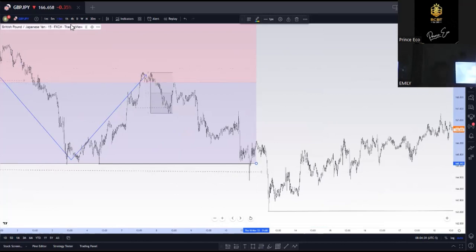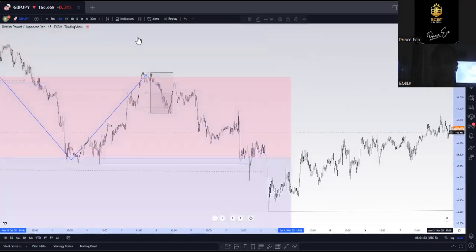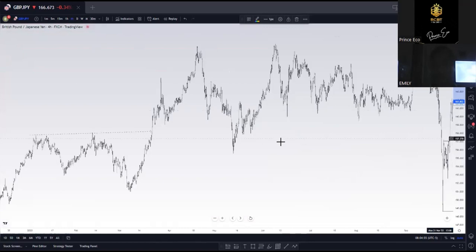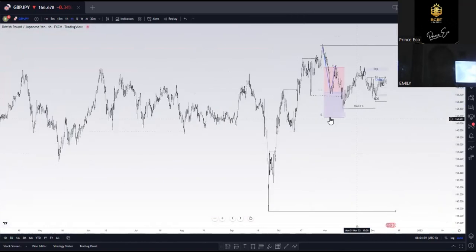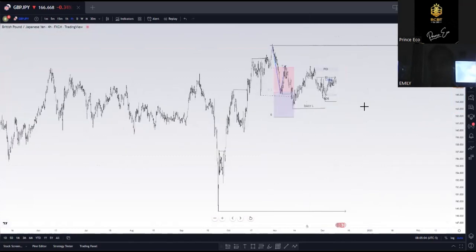Now the whole purpose of using 15 minutes is to get better entries, very clean entries. You can use your 4 hours and jump in on a trade, right? But I will have more risk to reward because I will enter at the appropriate time with a clean entry. That's the whole purpose of 15 minutes for me.